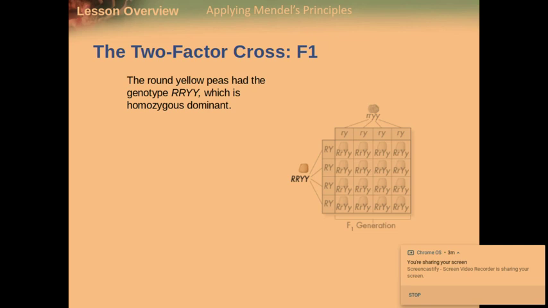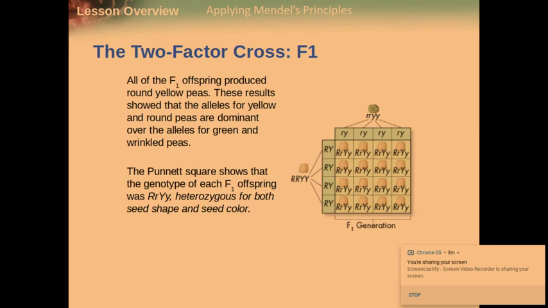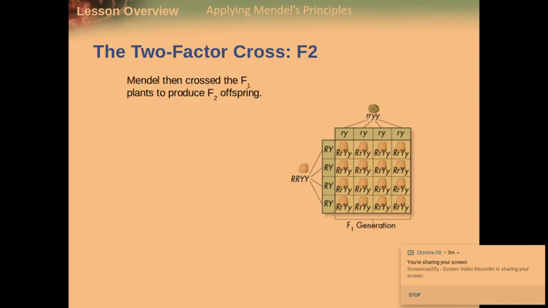So the round yellow peas had the genotype big R, big R, big Y, big Y, which is homozygous dominant. Already went through that. There's the homozygous recessive for both on the other side. All of the F1 offspring produced round yellow peas. These results show that the alleles for yellow and round peas are dominant over the alleles for green and wrinkled peas. The Punnett square shows that the genotype of each F1 offspring was big R, little r, big Y, little y. So it's heterozygous for both seed shape and seed color. So they would all be exactly the same.